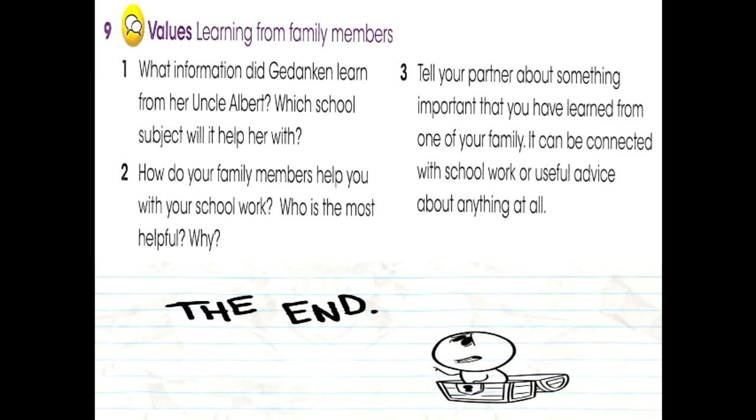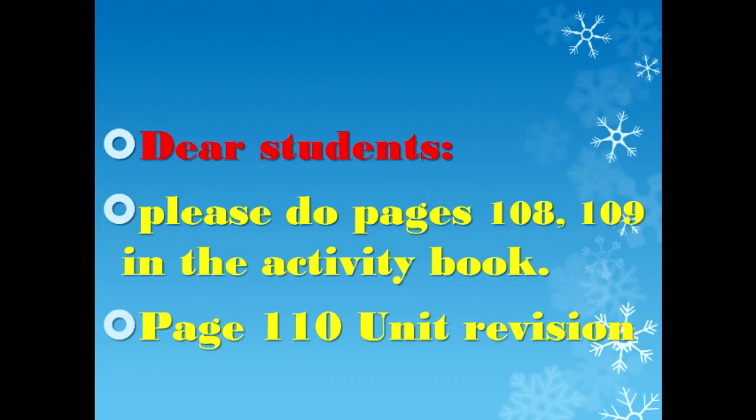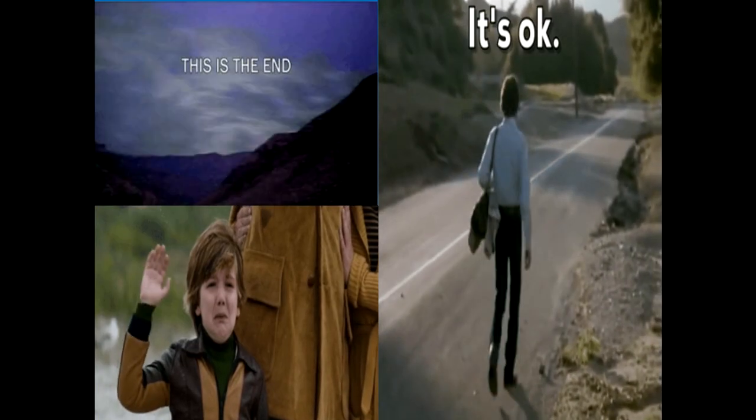Here, I can say that I have come to the end of the learner's book. But again, before I finish, I want to remind you, you need to answer pages 108, 109, which are related to lesson 5, and you have the last page 110, which is a unit revision.